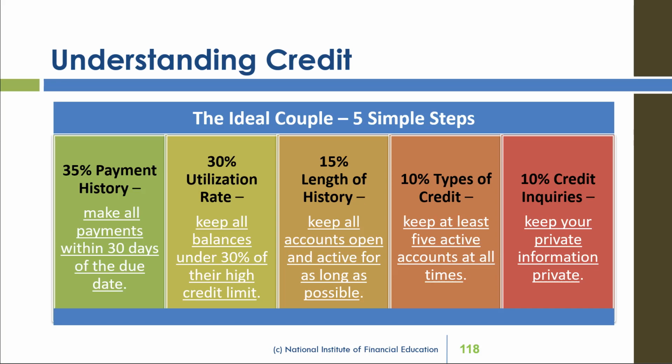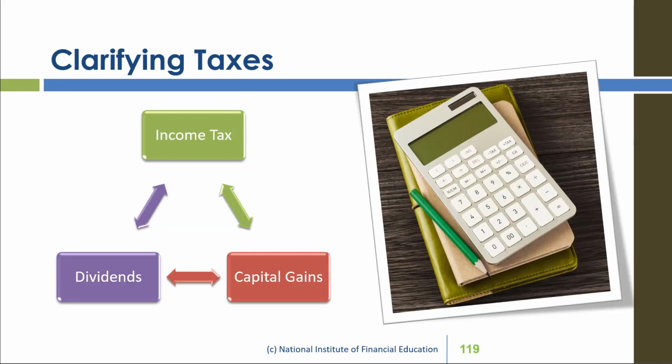Make sure you have multiple, at least 5 different accounts open at any one time, and be very careful with your credit inquiries. Keeping that credit score high keeps your cost of borrowing low, which gives you more cash flow for investing and saving. Now, all along the way, you're always going to have to deal with taxes.